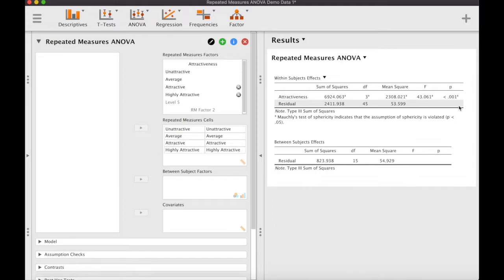So the variation in the means, in the average social desirability ratings across the different levels of attractiveness, there is a significant difference being detected. However, we will also notice that we've been flagged, and it says here that the Mauchly's test of sphericity indicates that the assumption for sphericity is violated. So what does that mean?